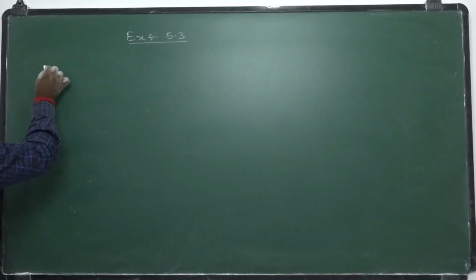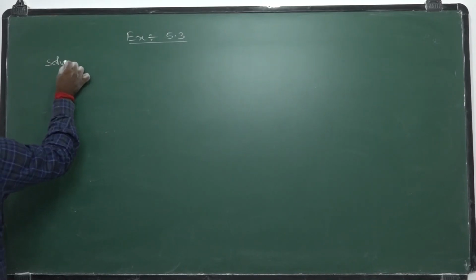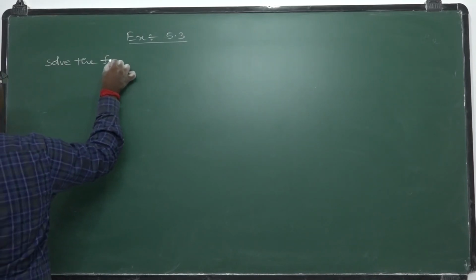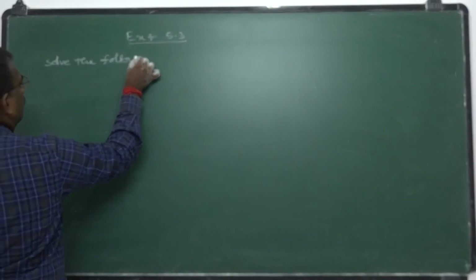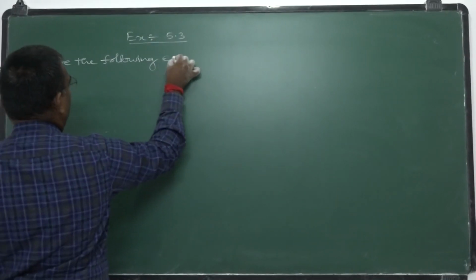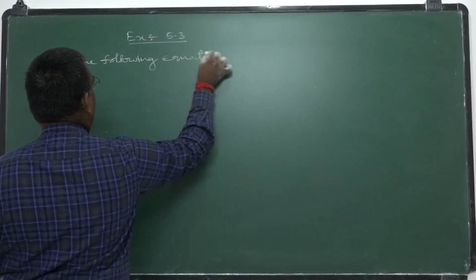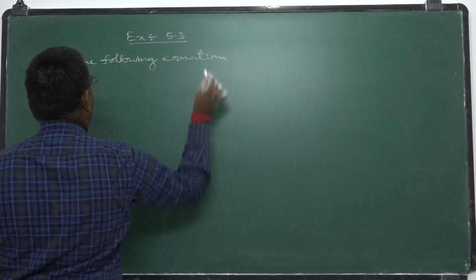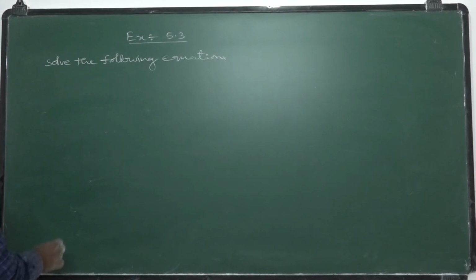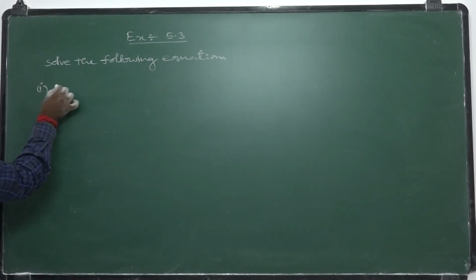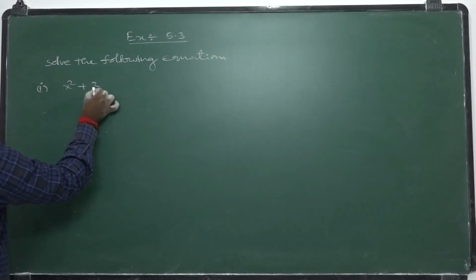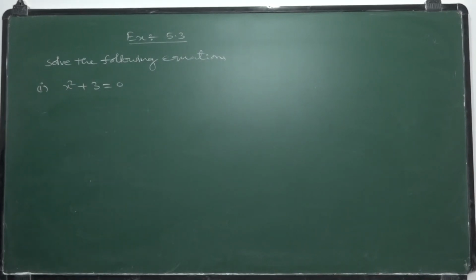Solve the following equations. First problem, x square plus 3 equal to 0. So solve the equation x square plus 3 equal to 0. Solve the equation means we have to find the value of x.